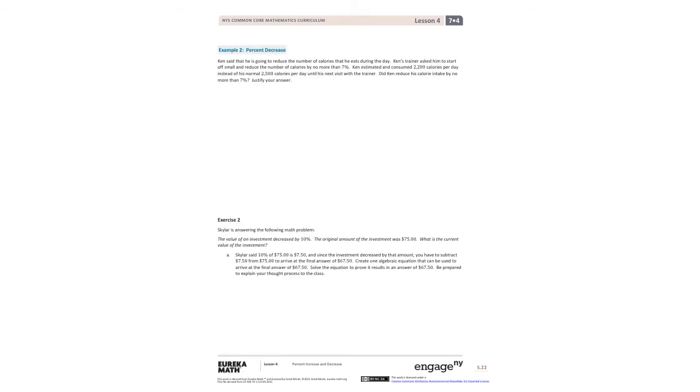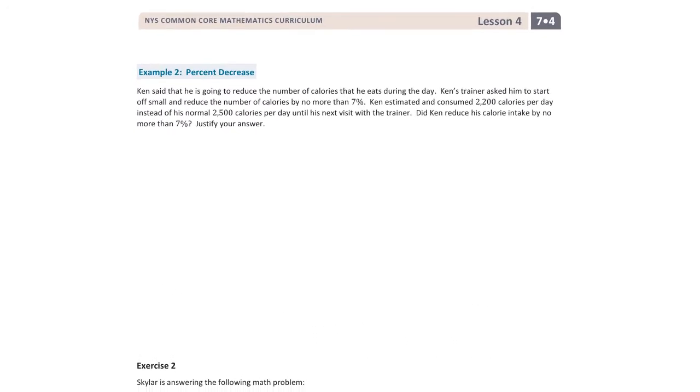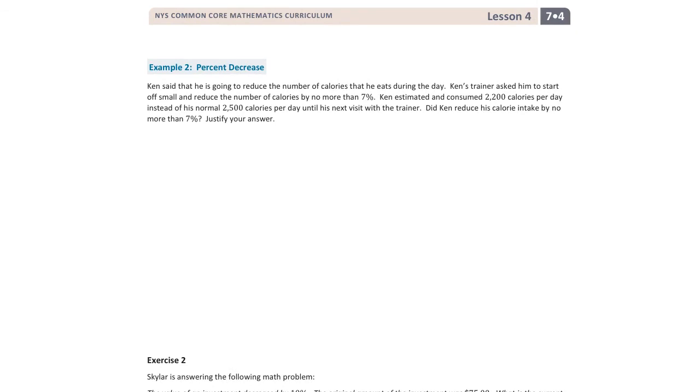All right, now we're going to move on to example 2, which is on page 22. So we're talking about percent decrease. Ken said that he's going to reduce the number of calories that he eats during the day. Ken's trainer asked him to start off small and reduce the number of calories by no more than 7%.